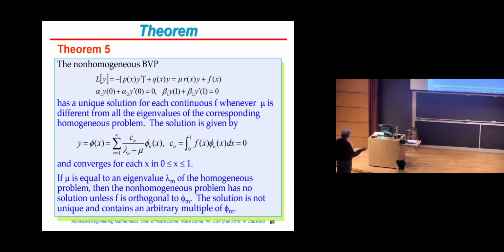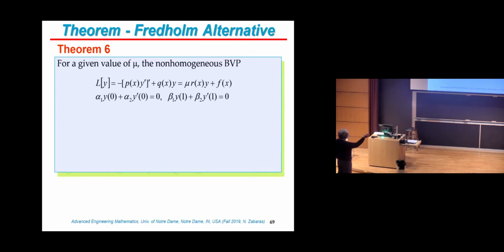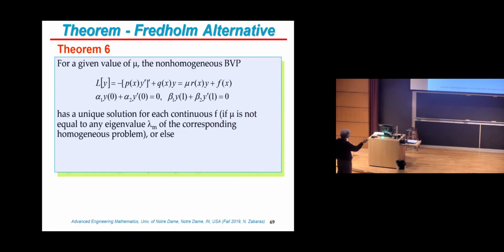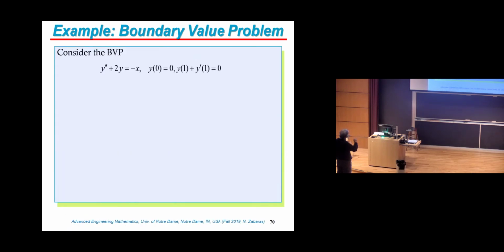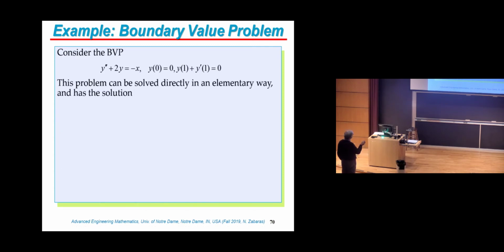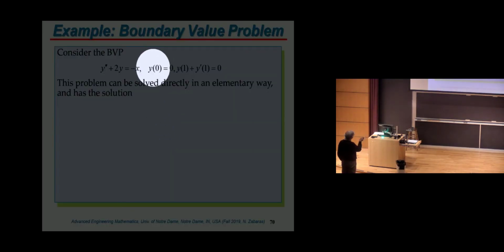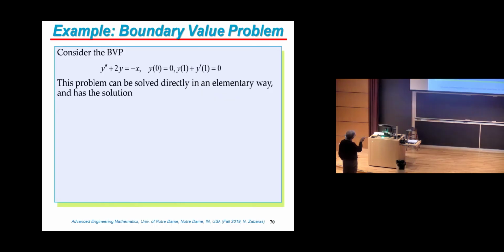So let's do one little example. It's 11 at 11. Wonderful time. Look at that, 11 at 11, okay? So let me see what example I have for you. I have this problem: y double prime plus 2y equals minus x. And we have two nice boundary conditions. They're homogeneous, but one involves y, and another one involves y and the derivative of y.